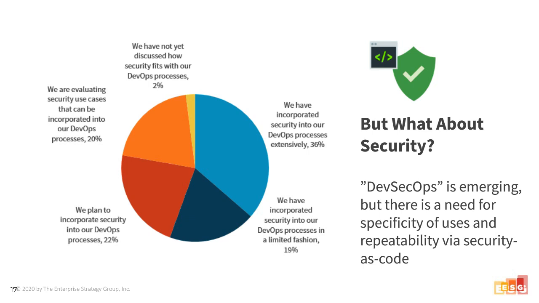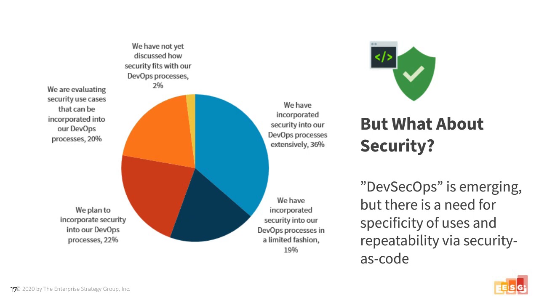Natural next question, as we're showing on this slide, is, well, what about security? Is security included in our DevOps processes? Increasingly, it is. For those organizations that participated in this study, they're down the path on their cloud-native journey, as I mentioned. They're already containerizing applications and using public cloud. Of those organizations, over a third, 36%, have already incorporated security into their DevOps processes extensively. Love to hear that. That's awesome.